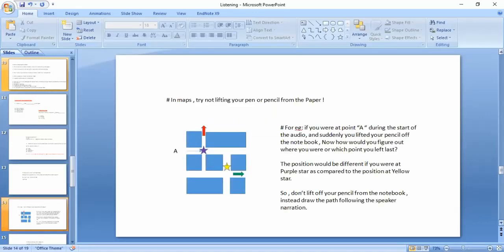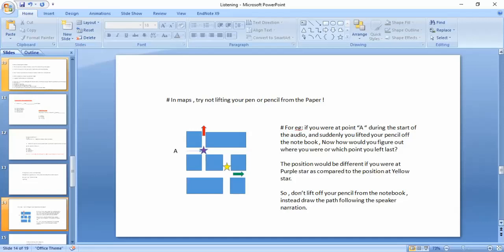Another important question type in the listening section is about maps. In the maps, you should not take your pen off the paper if you are giving your exam in the paper-based module. Okay. Don't take it off the notebook, because if you do, especially in the maps type of question, you will not know where you ended up or where you are. Okay, it will be a hard time for you to look at.